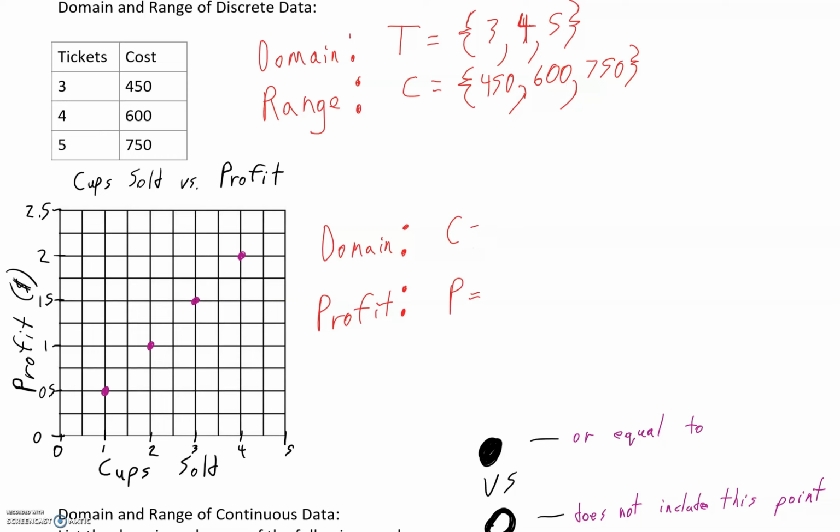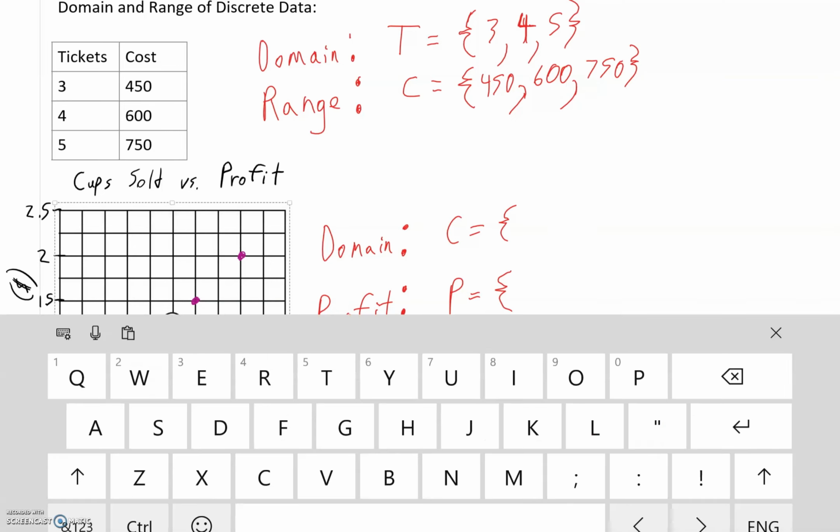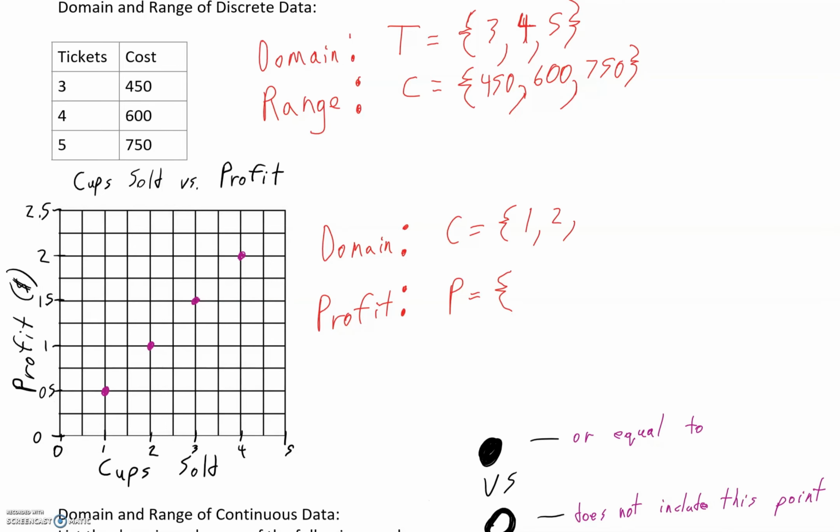And let's just do C for cups. And then we'll use the squiggle bracket, and then we go 1, 2, 3, 4, and actually that's where it stops in this question. To look at the profit, we go 0.5, 1, 1.5, and 2, and that's it.